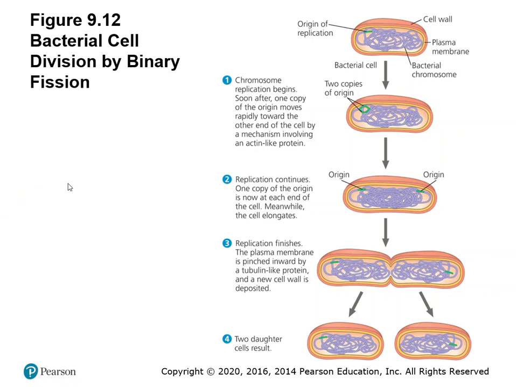All right, so this is the second talk in our cell cycle videos, and at the end of the last one I forgot to cover the cell division by binary fission. So this is how your prokaryotic organisms undergo mitosis or cell division.